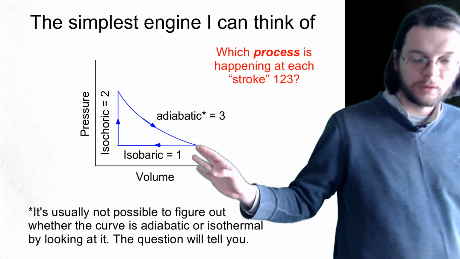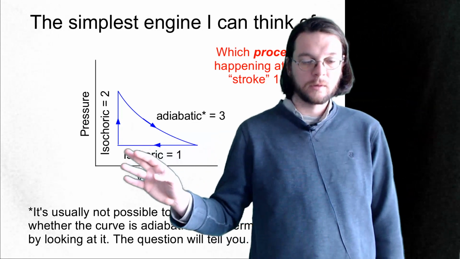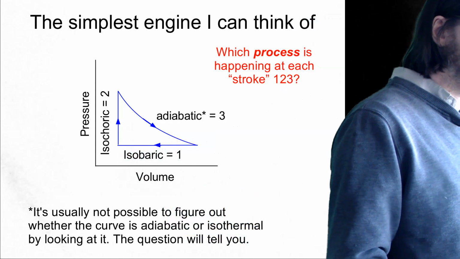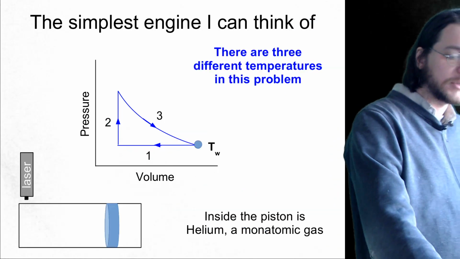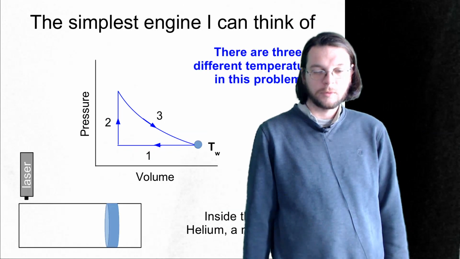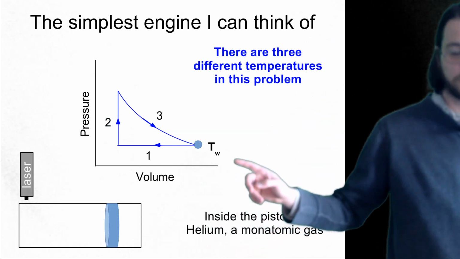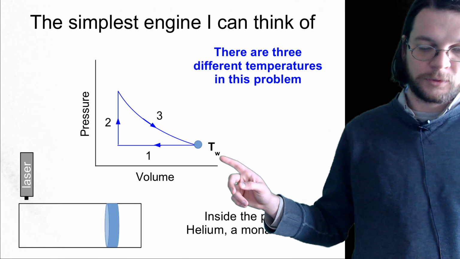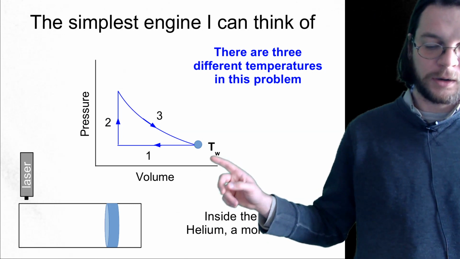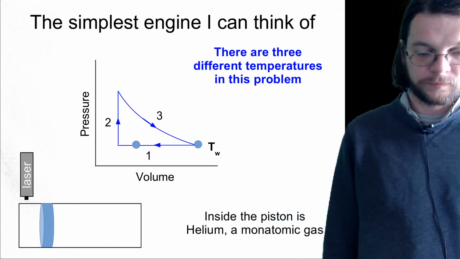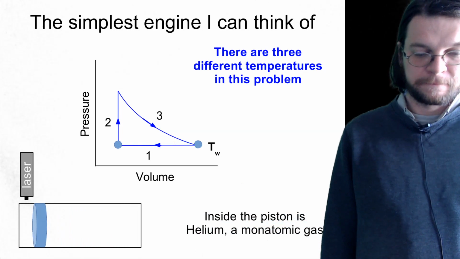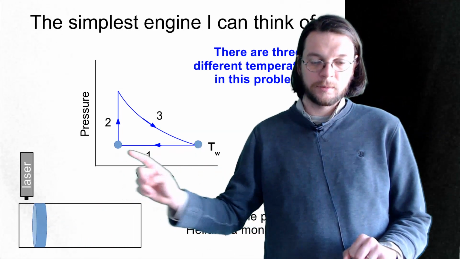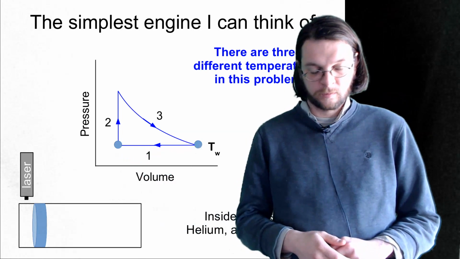So now we have the three processes figured out. The next step is to think about the temperatures. If you think about the system, there are three different temperatures in this problem. We're going to start out with this temperature, which I'm going to call T warm. And our cylinder is going to compress. By the time it gets to here, it's going to be a different temperature, it turns out.